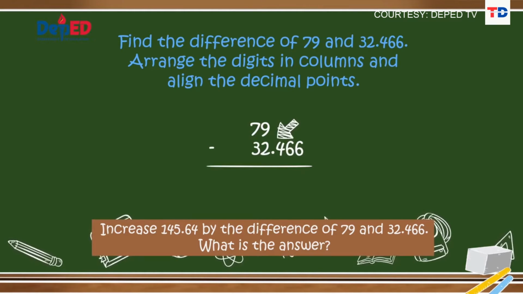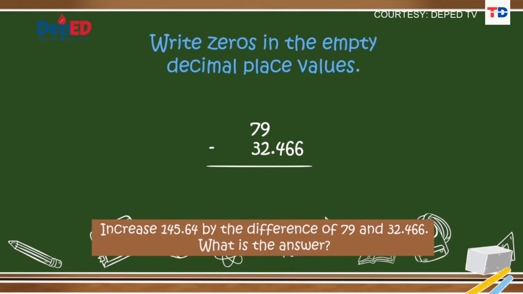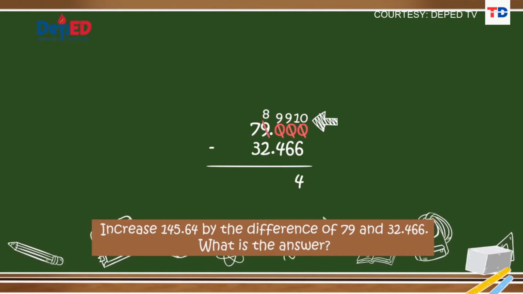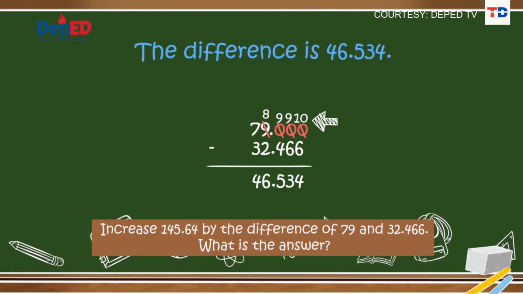Arrange the digits in columns and align the decimal points. Second, write zeros in the empty decimal place values so that all of the numbers have the same number of decimal places. Third, since some of the digits of the minuend are smaller than the subtrahend, regrouping is needed. The difference is 46 and 534 thousandths.